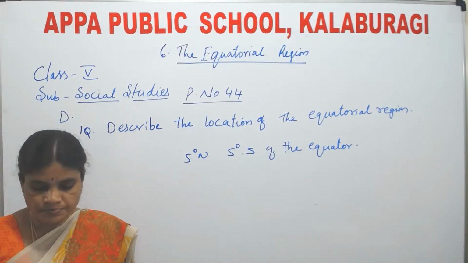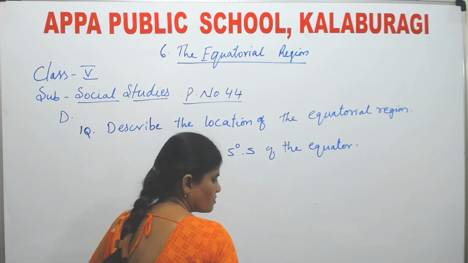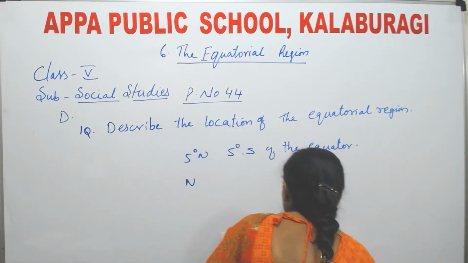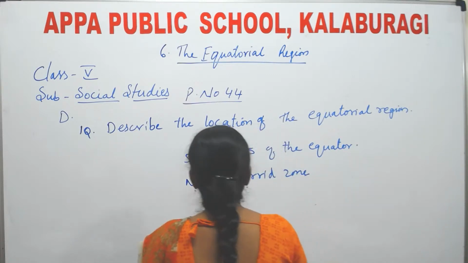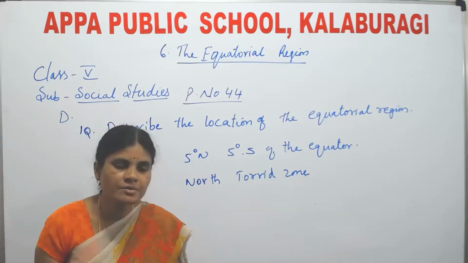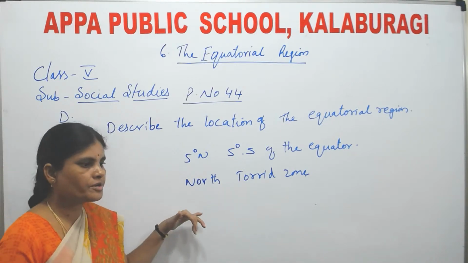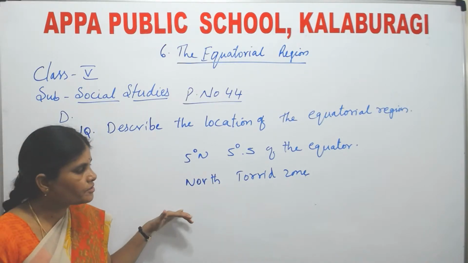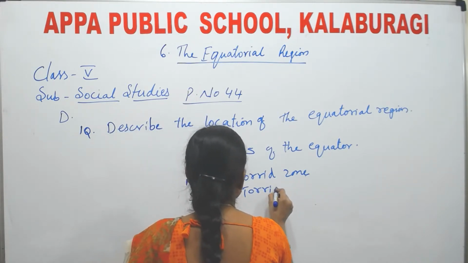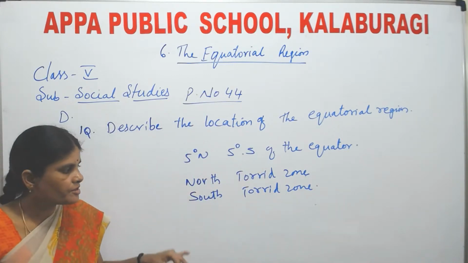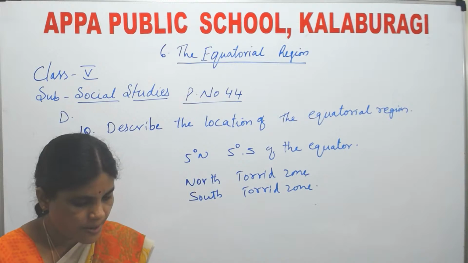Here, what is North Torrid Zone and what is South Torrid Zone? North Torrid Zone is the area located between the equator and 23.5° north latitude, that means Tropic of Cancer. The area located between the equator and Tropic of Cancer is called North Torrid Zone. The area located between the equator and Tropic of Capricorn is called South Torrid Zone.